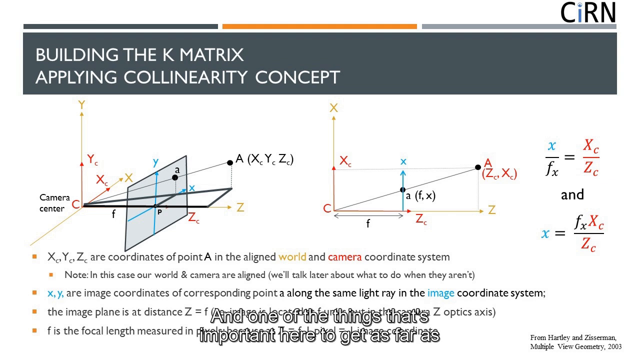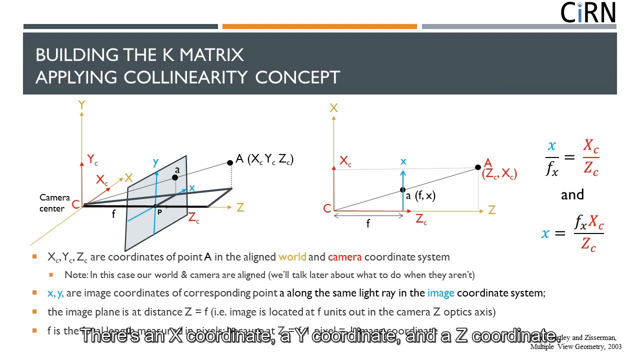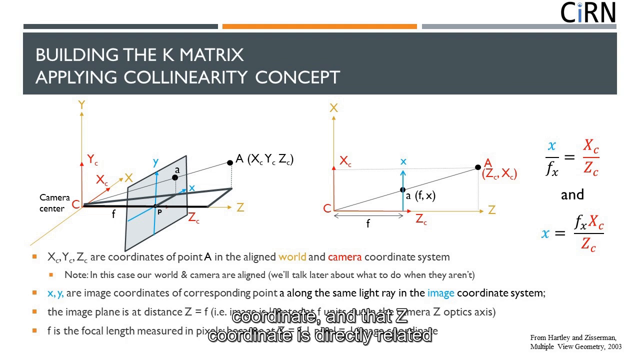And one of the things that's important here to get as far as a concept is that in our camera coordinate system, points have 3 coordinates. There's an X coordinate, a Y coordinate, and a Z coordinate. When we go into image space, we now only have an X and Y coordinate. And that Z coordinate is directly related to the focal length, so the distance that your image is from your little center pinhole model.